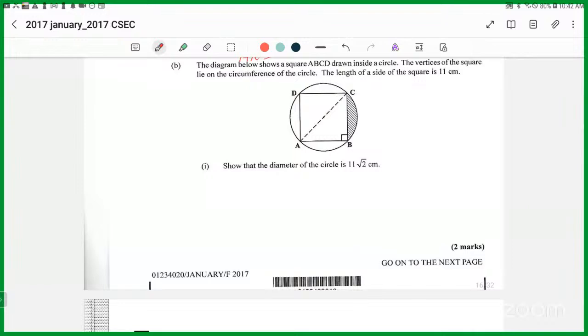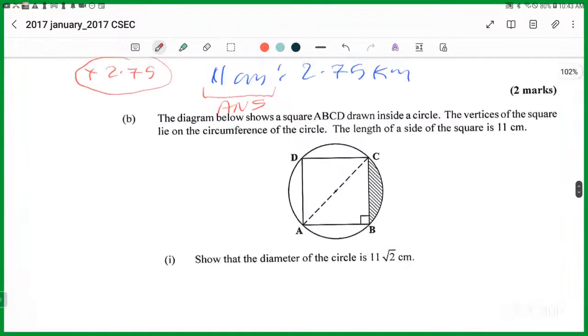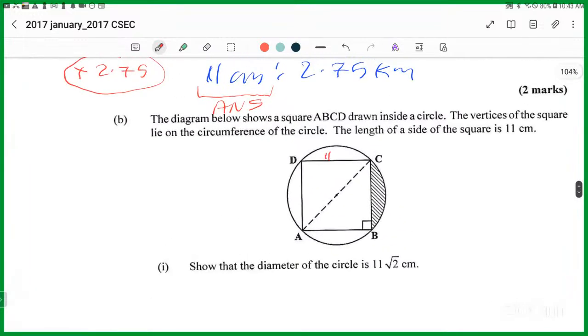The diagram below shows a square ABCD drawn inside a circle. So this is a square drawn inside a circle, with the vertices on the circumference. It says the length of a side of the square is 11 centimeters. So this is 11. This is 11. This is 11. And this is also 11.